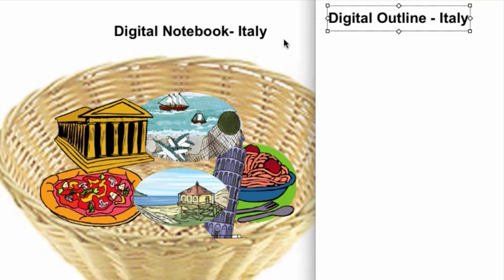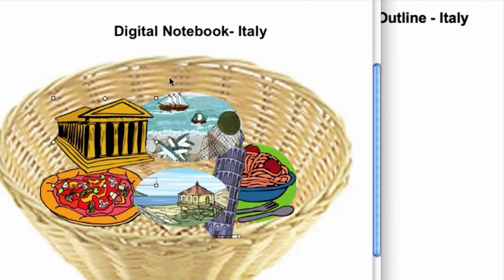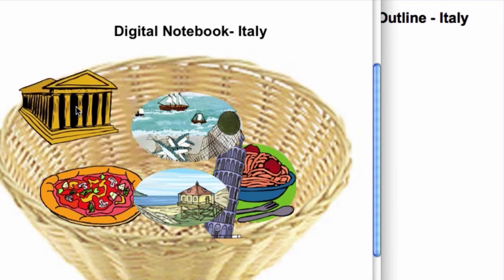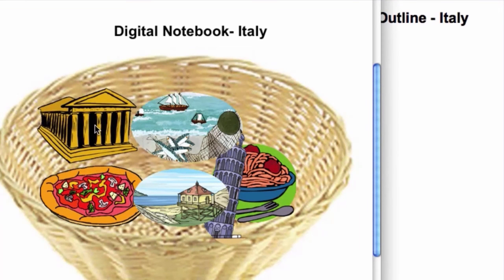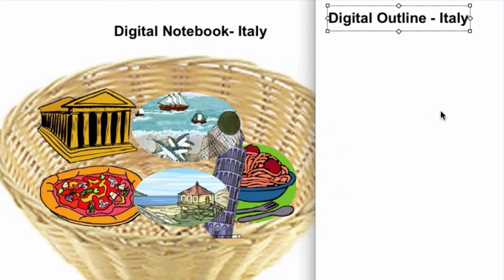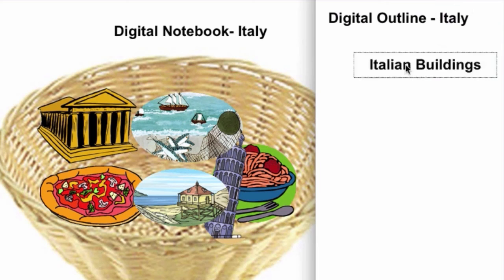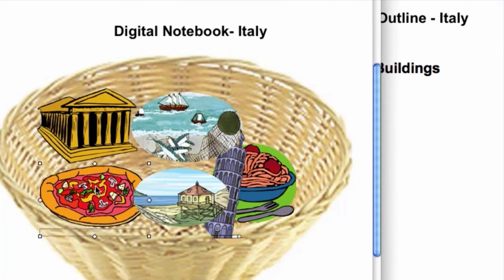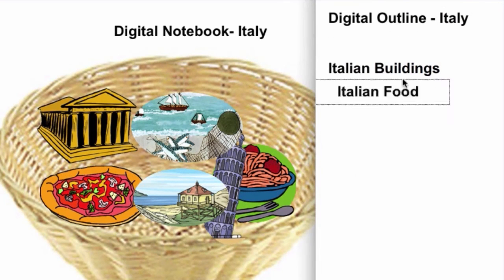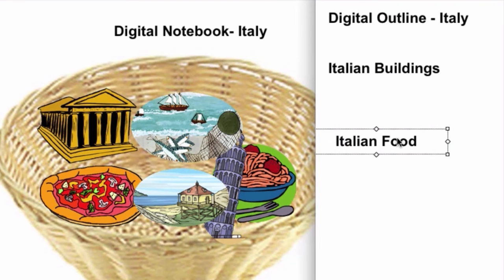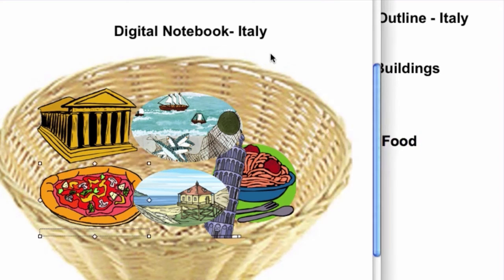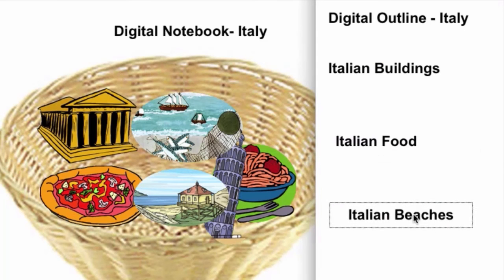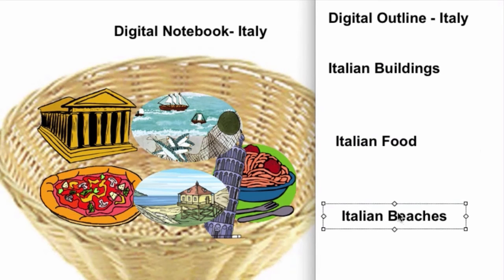So first I have to look at my digital notebook to see what I have and to figure out how these things go together. Okay, first of all, I see pictures of Italian buildings. So I'll need a category in my outline where I'll put those buildings. I also see I have pictures of Italian food. So I'm going to create a category where I'll put Italian food. All right, then I see I have beaches. Okay, so I'm going to create a category in my outline called Italian beaches.